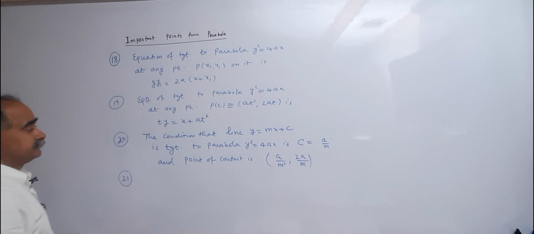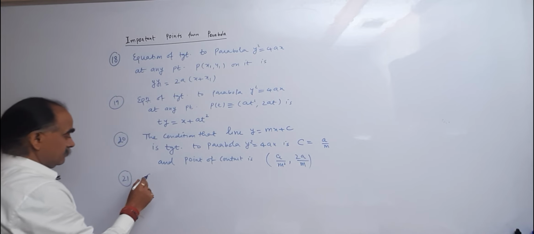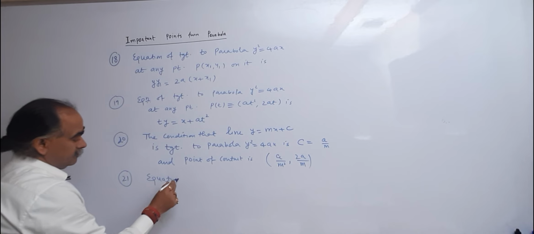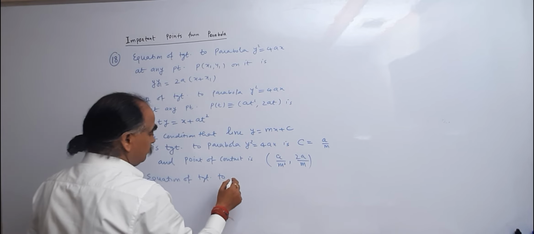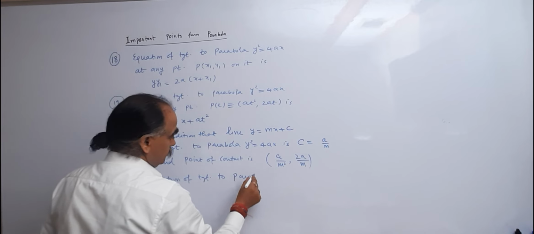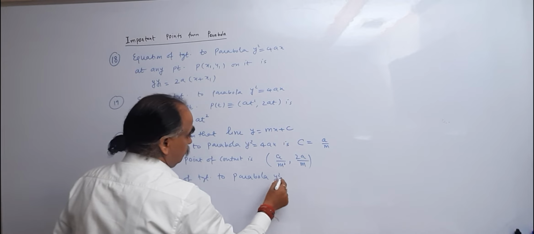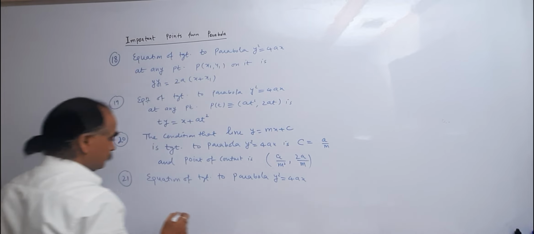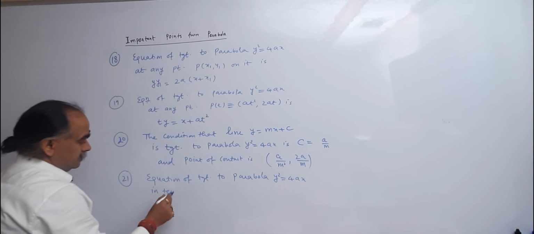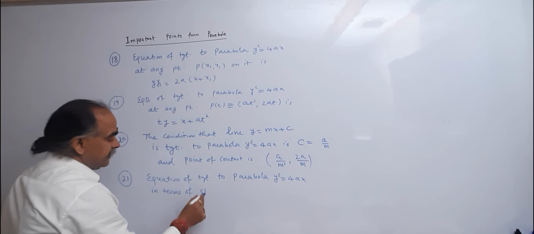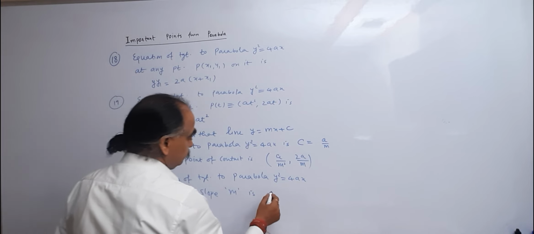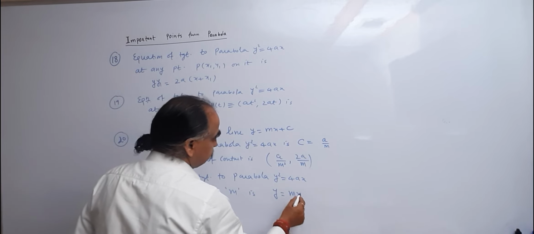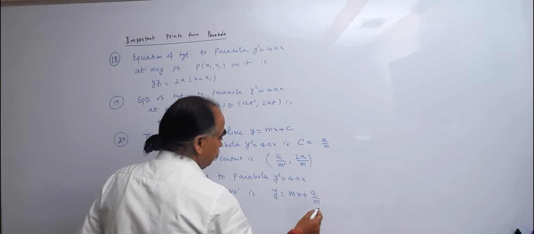Next point is the equation of tangent to the parabola y square is equal to 4ax in terms of slope m is y is equal to mx plus a upon m.